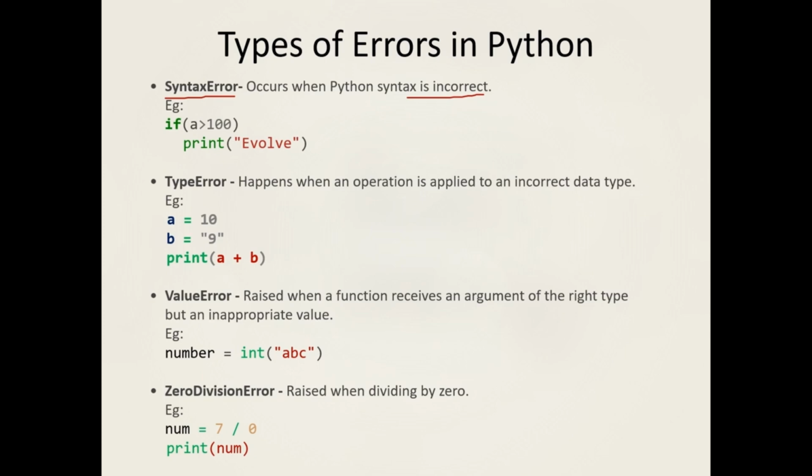Next, type error. A type error happens when we perform operations on incorrect data types. For example, we are performing addition in between an integer and string, which are incompatible data types to perform this addition. Like this, errors in Python come in many forms, each having many examples.